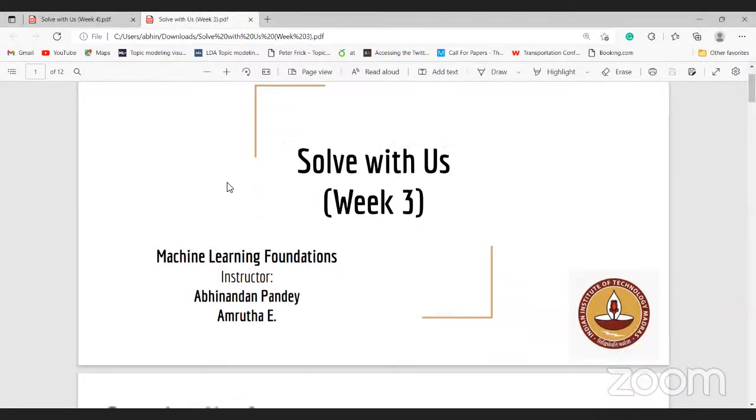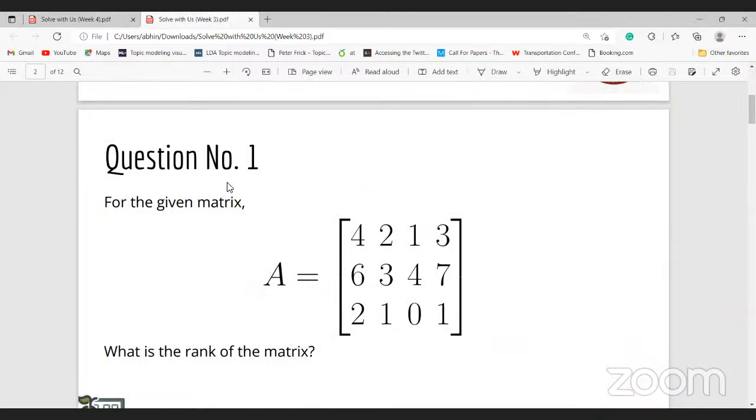So let's see the first question. This is question number 1. I hope you people are okay with finding rank, right? Question is visible, right? Yes, so please go ahead and solve. I'm giving you 2 minutes for this. I want answers in the chat box.